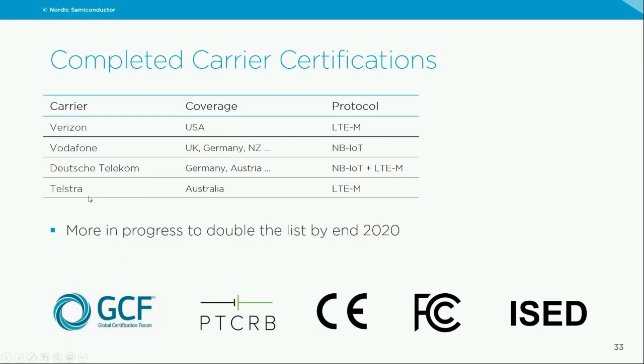On the carrier certifications, our most recent accomplishment now in Q2 was Telstra in Australia. So we have now completed certification for Verizon in USA, Vodafone and Deutsche Telekom for Europe, and Telstra in Australia. We are then working with a lot of additional carriers, so we will more than double this list by end of 2020, with several carriers in Asia, with additional carriers in USA, with carriers in Canada, and more. So that map of carrier coverage will also become very, very complete by end of this year.